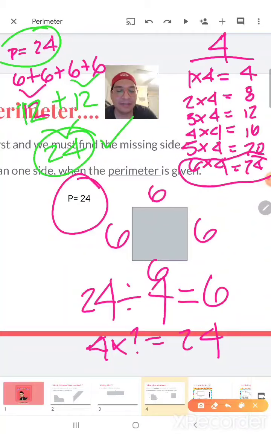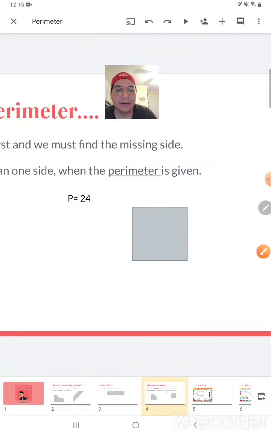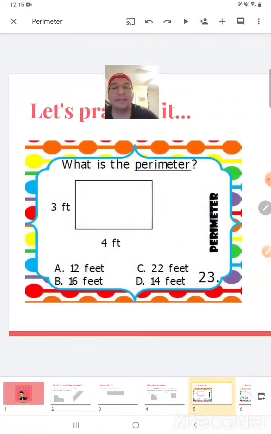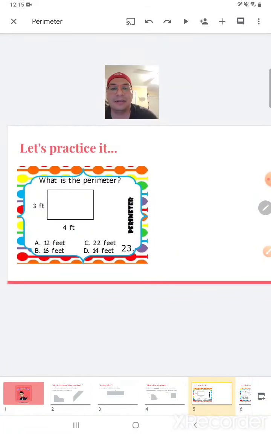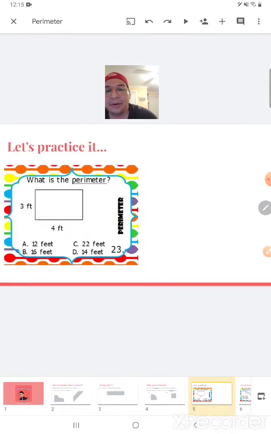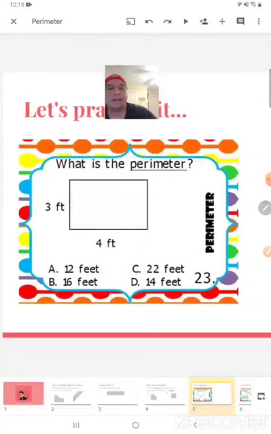But let me go ahead and show you the examples of perimeter and questions, just kind of like the ones we're going to have for you to work on after this video. So let's practice it. What is the perimeter? Here we have a rectangle in front of us. We know that a rectangle has opposite equal sides. We look for those sides when sides are missing.